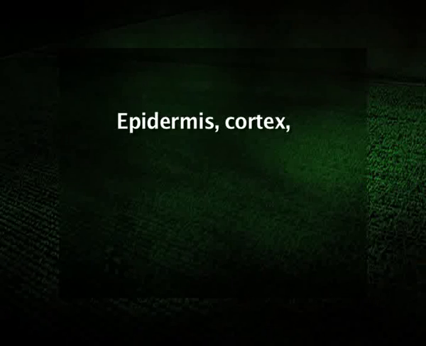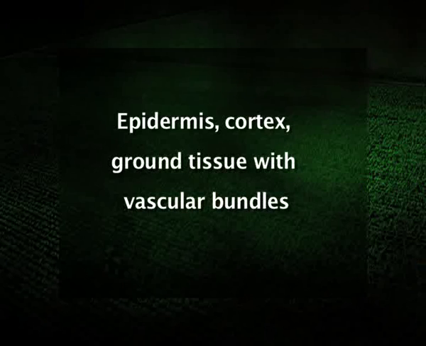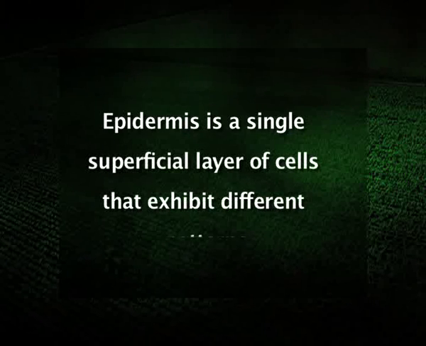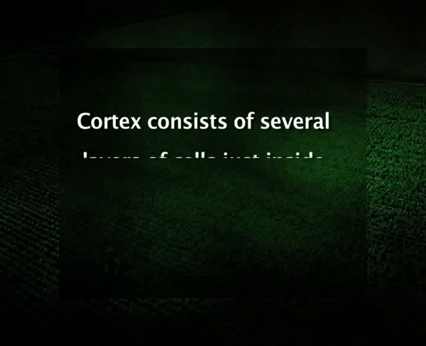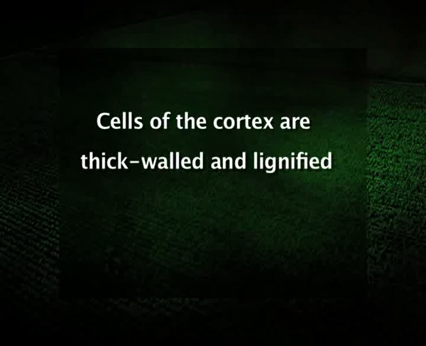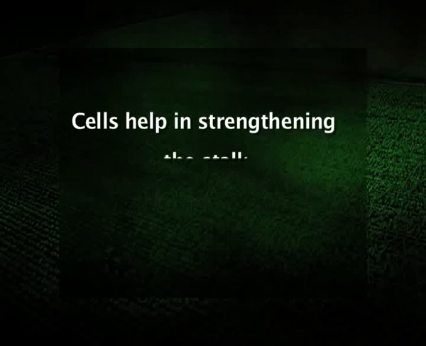A cross section of an internode shows, from the outside to the center, the following tissues: epidermis, cortex or rind, and ground tissue with embedded vascular bundles. The epidermis is a single superficial layer of cells that exhibit different patterns which are variety dependent. Generally, the patterns are formed by two cell types, the so-called long cells and short cells, that alternate with one another. The cortex consists of several layers of cells just inside the epidermis. The cells of the cortex are thick-walled and lignified. These cells help in strengthening the stalk.